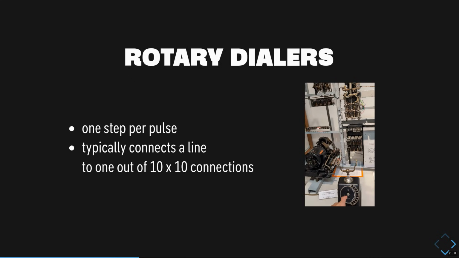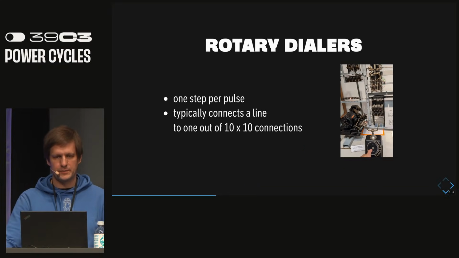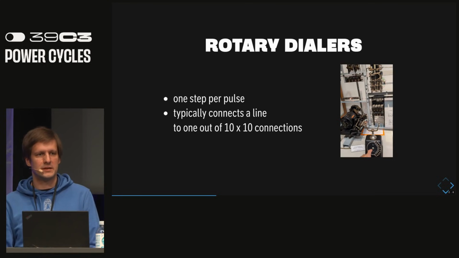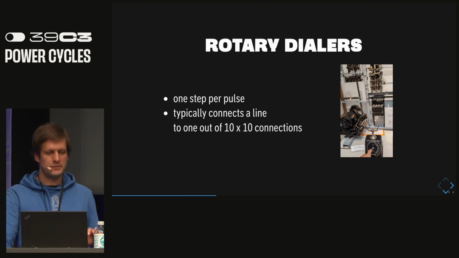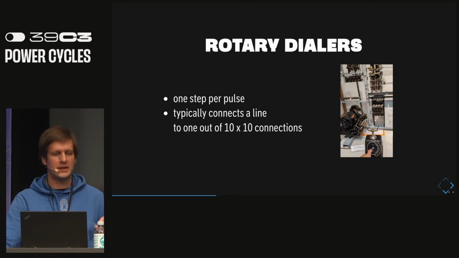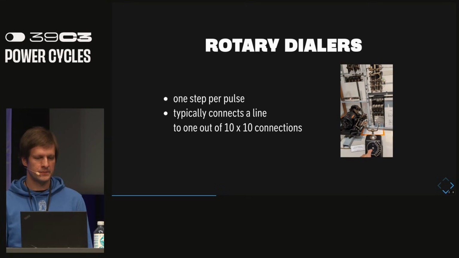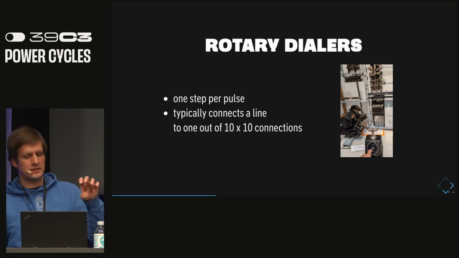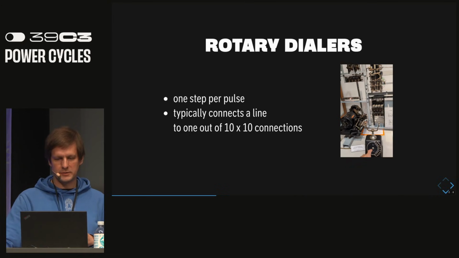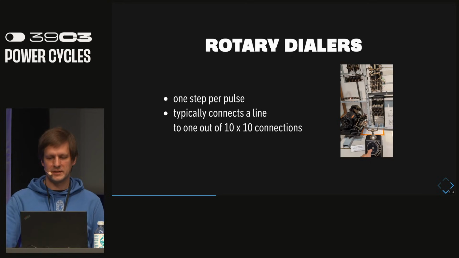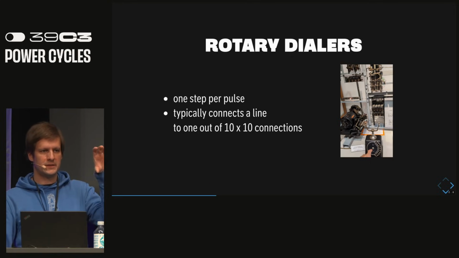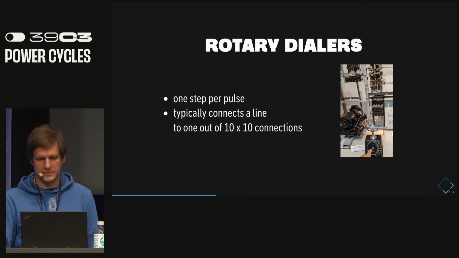So we already know a lot about telephones itself. The other interesting thing to know is how the connections are made. They're done by using so-called rotary dialers. They basically typically connect one line to 1 out of 10 by 10 connections. And whenever there's one pulse, the dialer makes one step. There are older systems like System 22 in Germany or Strowger, who is the inventor of automatic dialing. They first move vertically for the first pulse burst, and then they move horizontally for the second burst.